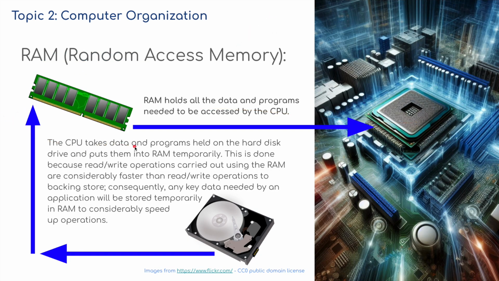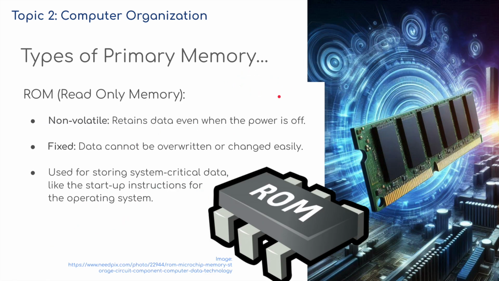So the CPU takes data and programs held on the hard disk drive, or the SSD, the solid state disk drive, and puts them into RAM temporarily. This is done because read-write operations carried out using the RAM are considerably faster than read-write operations to backing store, i.e. the hard disk. Consequently, any key data needed by the application will be stored temporarily in RAM to considerably speed up operations.